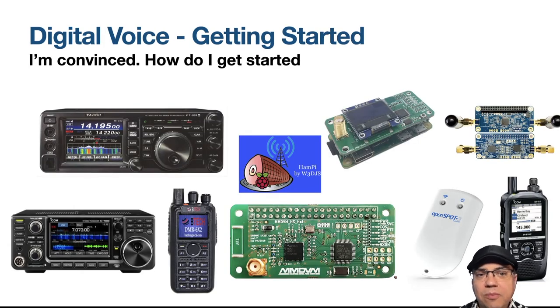So let's say I've convinced you. You're like, "This sounds great, John. I'm sold. How do I get started in digital voice?" There's really two ways. One is you buy a radio that's compatible with digital voice. Like I said, I have a Yaesu FT991. It does the Yaesu System Fusion. It does Wires X. It's the shack in the box, if you will.